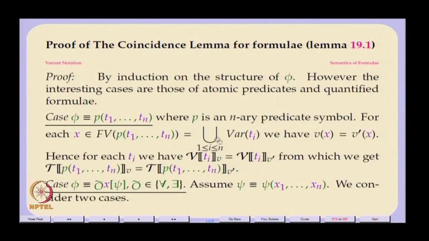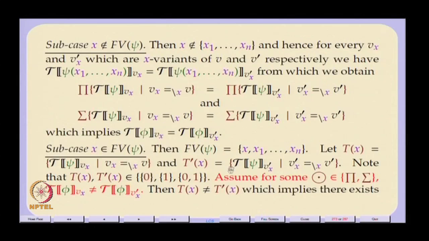In this case we have assumed that x1 to xn are the free variables of the body of this quantified formula, the inverted Q x psi. There are two possibilities: either the bound variable x is a free variable of the body of the formula or it is not. The simpler case is when x is not a free variable of psi, which means that x does not belong to the set x1 to xn. Hence for every vx and vx prime, which are x variants of v and v prime, you are anyway not interested in anything other than x1 to xn, and therefore these two sets will actually be the same. So, regardless of which quantifier you are talking about, you will get this equality, which implies that the truth values for phi under both valuations will be the same.